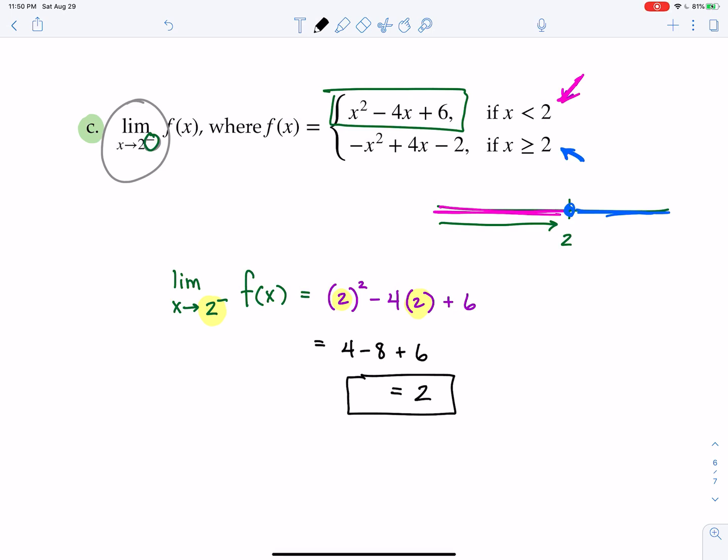Now, it's important to note, if I was looking for a right-hand limit, if that said the limit as x approaches 2 plus or 2 from the right, I would be using the bottom line because I would be coming from this side.